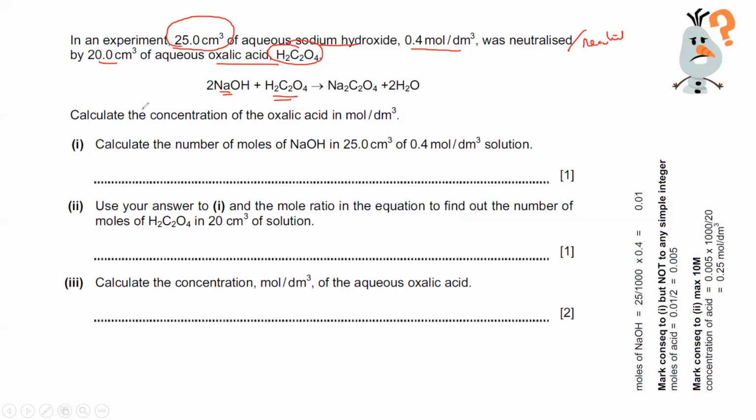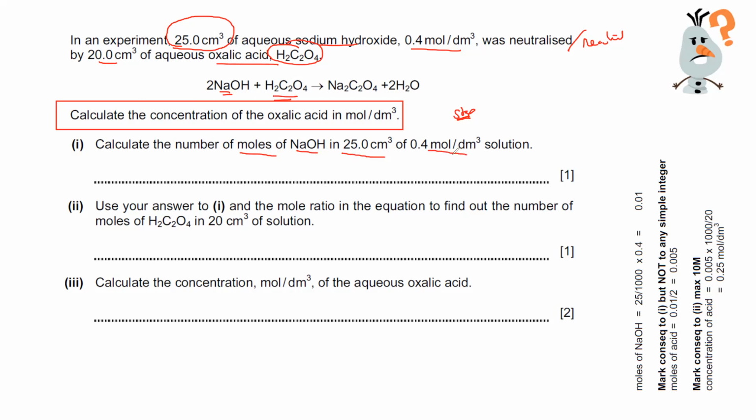We have to calculate the main objective, but you won't get the final answer directly. You have to follow the steps given in the question. Finally, we have to calculate the concentration of oxalic acid. That's the final objective, but you have to follow the steps given in the question. The first part: calculate the moles of sodium hydroxide in 25 cm cube and 0.4 mole per dm cube solution.